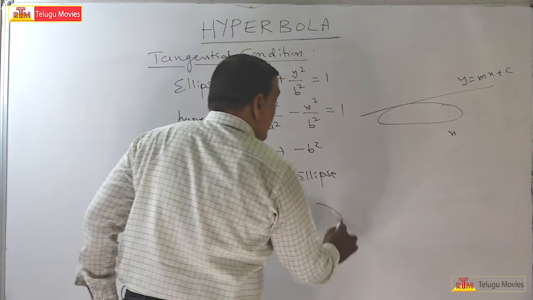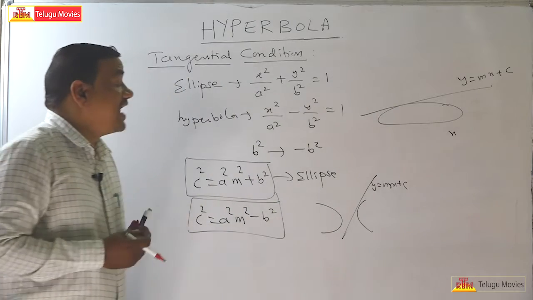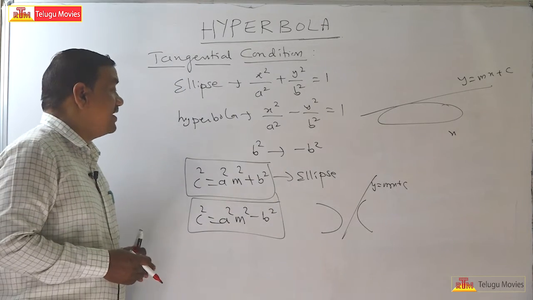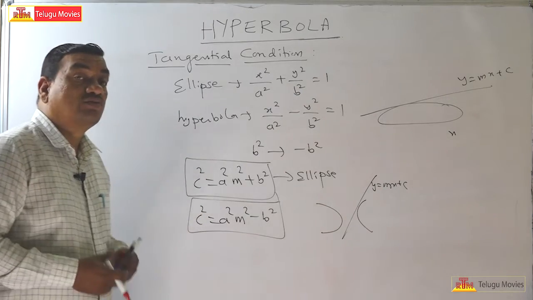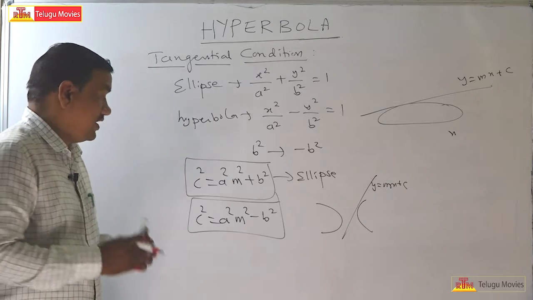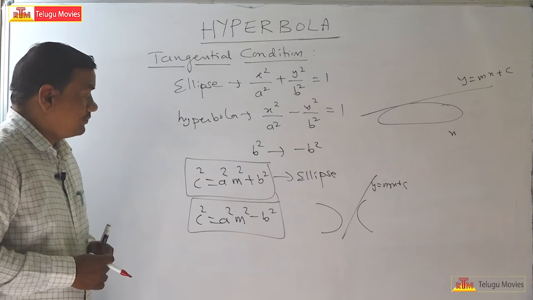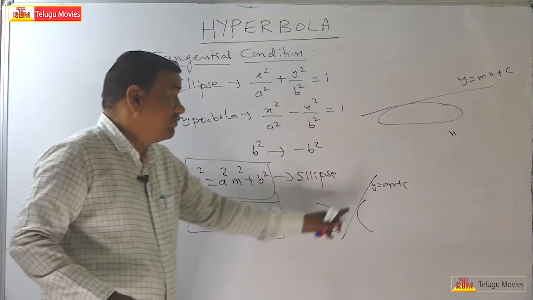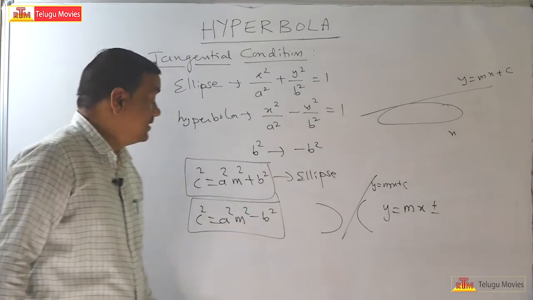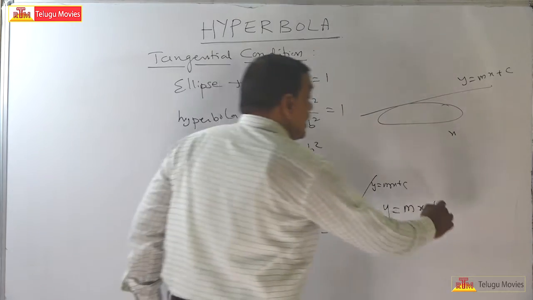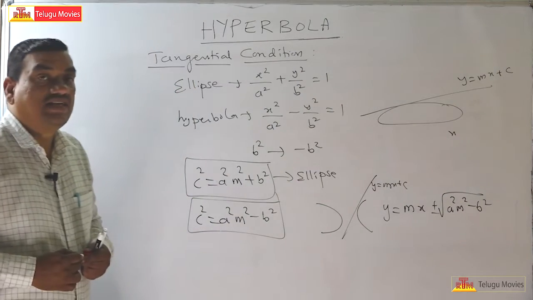So if a hyperbola is there, and y is equal to mx plus c is to be a tangent to the hyperbola x square by a square minus y square by b square is equal to 1, the condition is c square is equal to a square m square minus b square. Just in place of plus b square, substitute minus b square. Now what is the general form of the equation of the tangent here? y is equal to mx plus or minus, in place of c, we write root of a square m square minus b square.